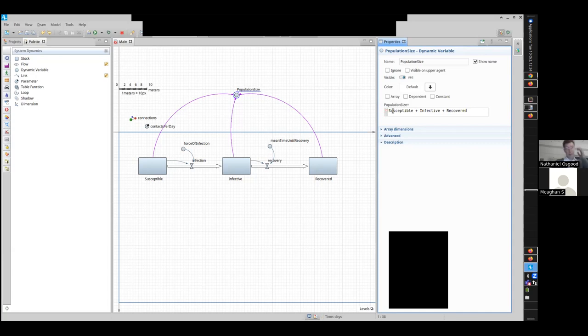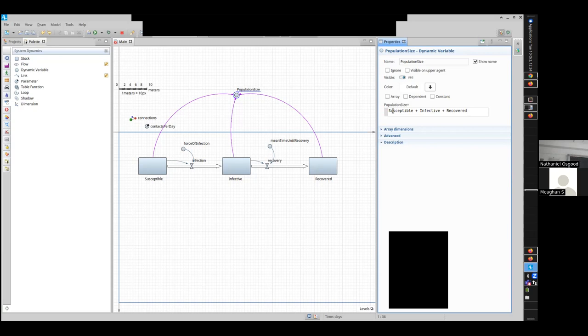Okay. Notice I capitalized, and I tend to capitalize stocks and things that are simple tools with stocks. Remember that's what it is? Here it is, population size.